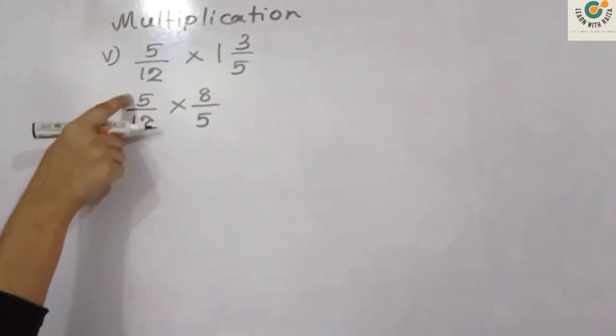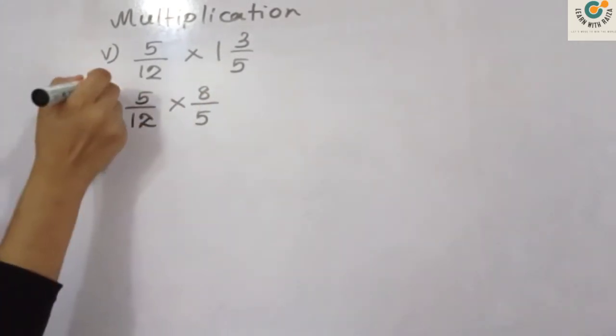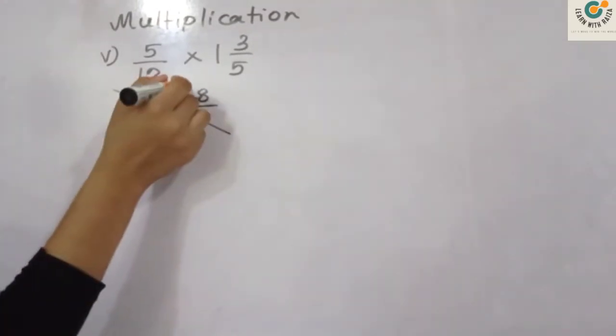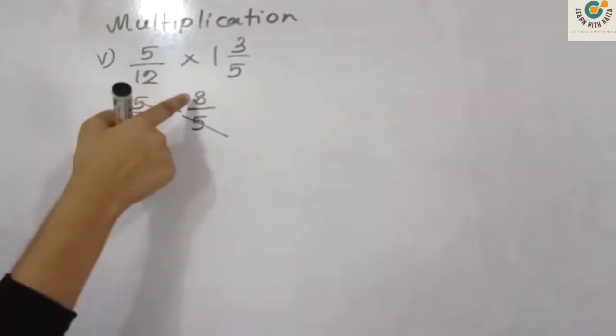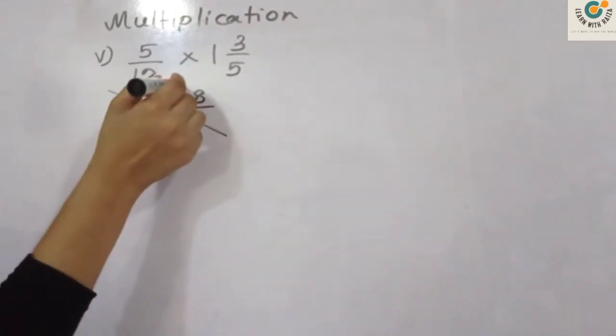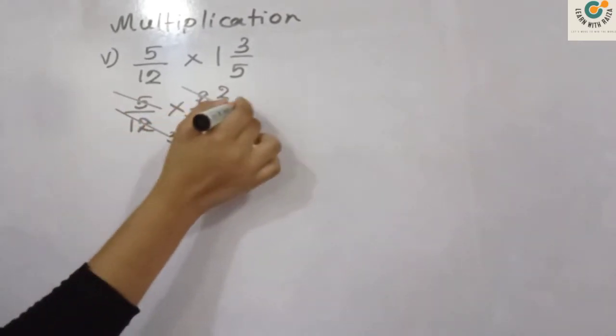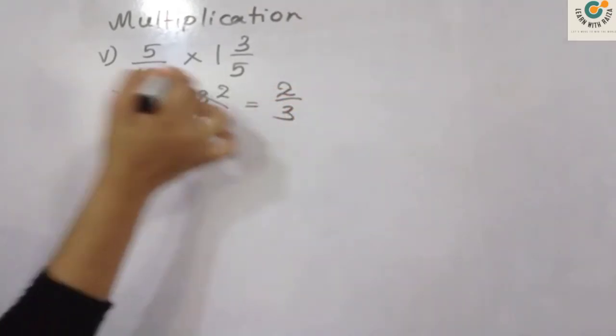So checking whether I can cancel. Yes, crosswise I can. 8 and 12 are multiples of the 2 times table. Okay, the 4 times table is better. 8 and 12 are multiples of the 4 times table. 8 divided by 4 is 2. 12 divided by 4 is 3. That is equal to 2 by 3.